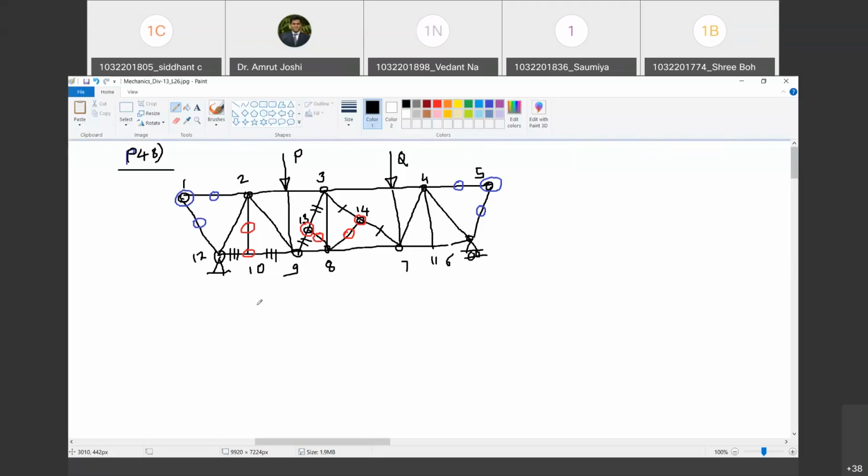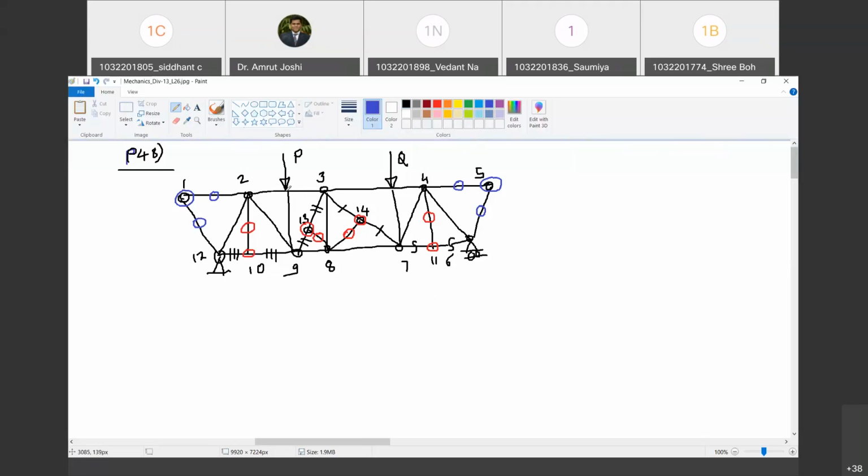Now, any other joint? 11, which satisfies it. Yes, we can apply the rule to joint number 11. That gives me the force in this member is 0 and the force in this member is equal to the force in this member. Happy? Yes, sir. Okay, where else can it be applied?